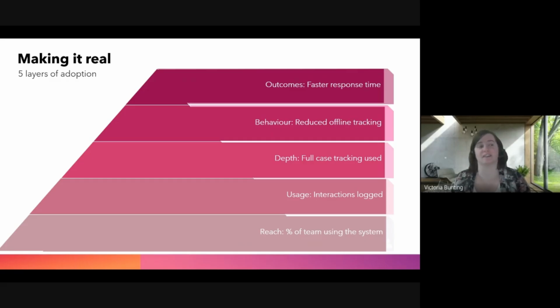So adoption isn't a single metric. It's a story that's told across layers of data, and it's making sure that that story is fully portrayed as it needs to be.